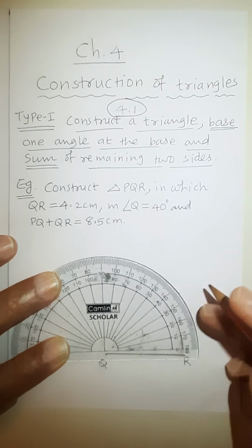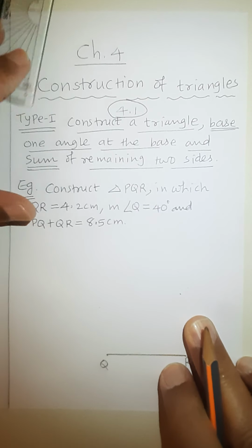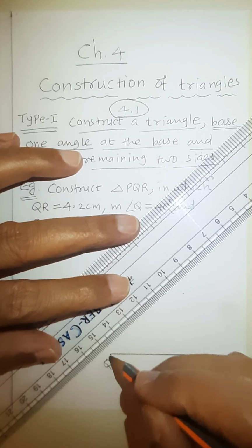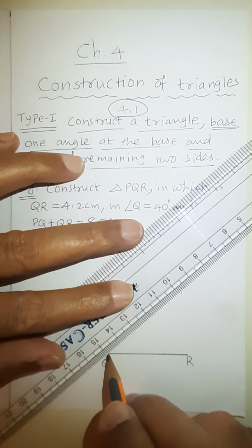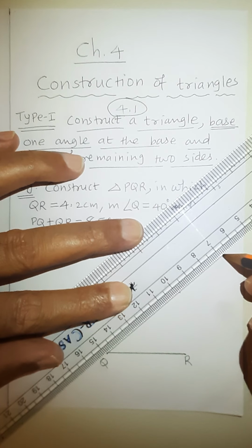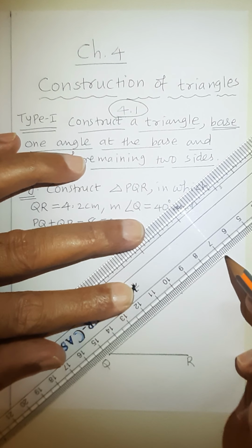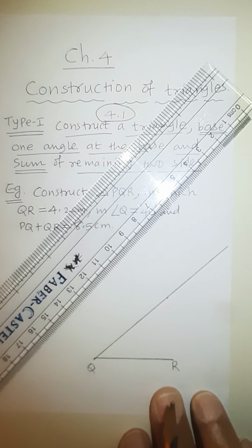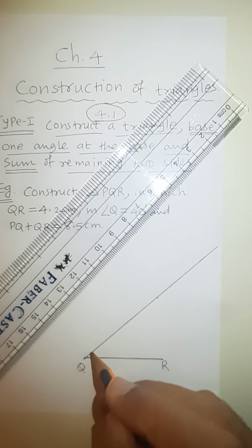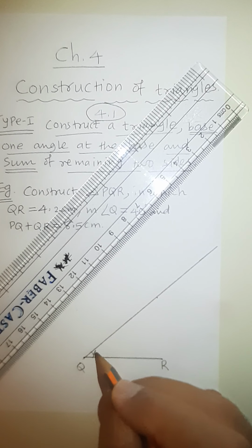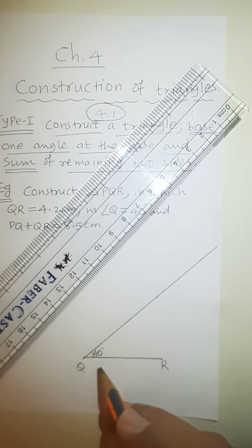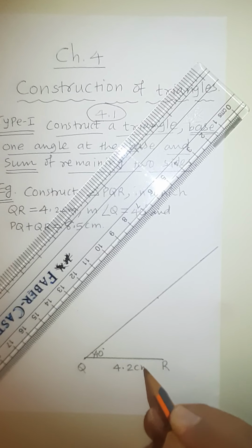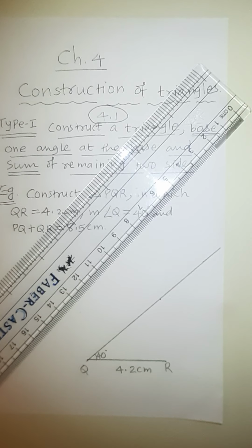After marking this dot, I leave the protractor, take the scale, and draw the angle Q of 40 degree. I will extend this ray as much as I can. Now, after drawing the ray and the base, I write that this is 40 degree and this QR is 4.2 centimeter. Even if you write this measurement later, it will be fine.